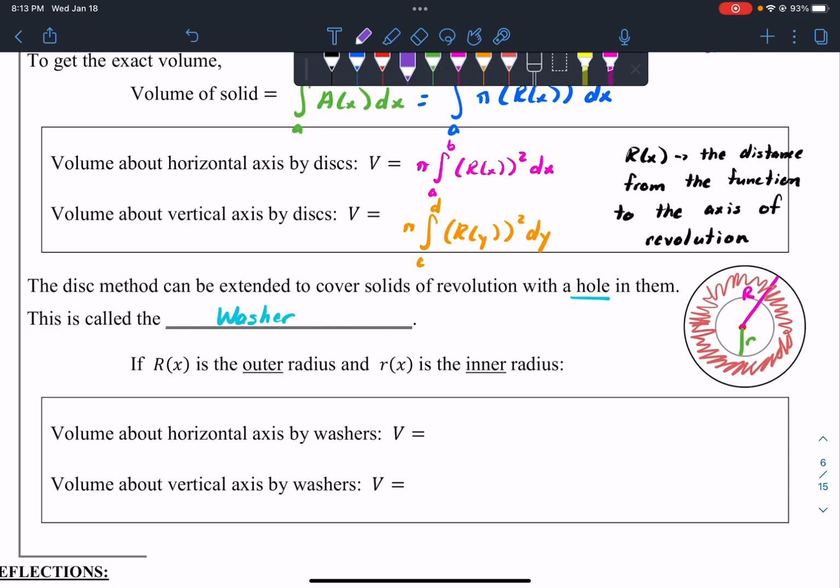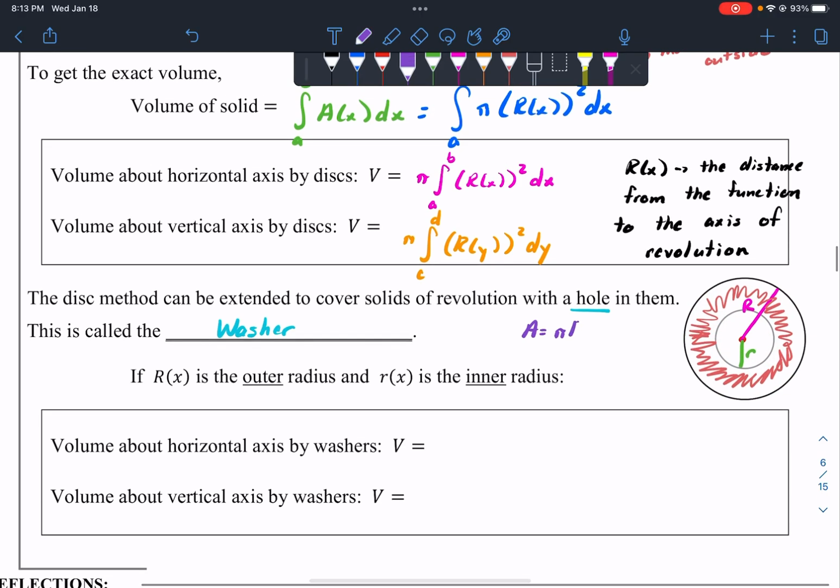Well, if I was going to find the area of this, I would set the area up as pi times this big radius squared, which would give me the area of the whole thing. So pi big R squared, and then I would subtract the area of the hole. So pi little r squared. Now, you can write this, and you should write this, as pi times big R squared minus little r squared, because the pi is basically a greatest common factor at this point that I could factor out.